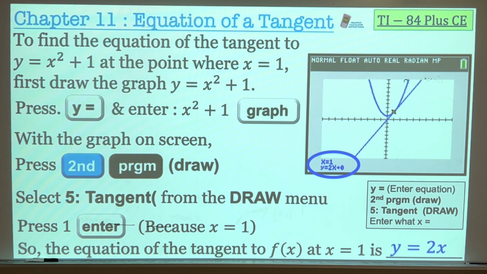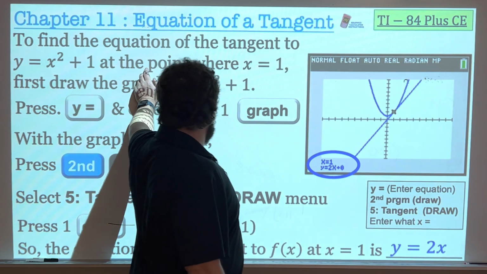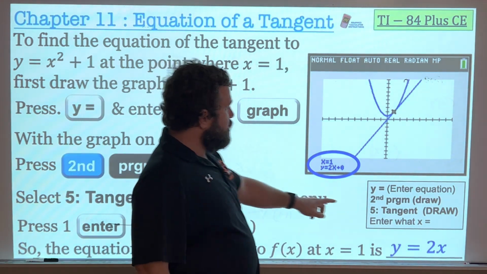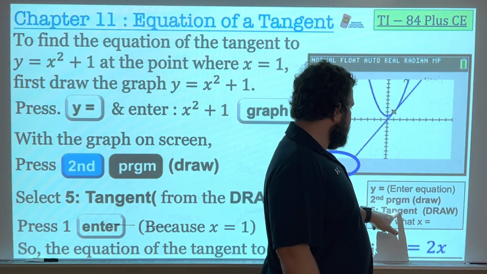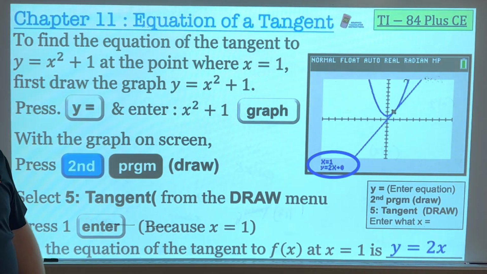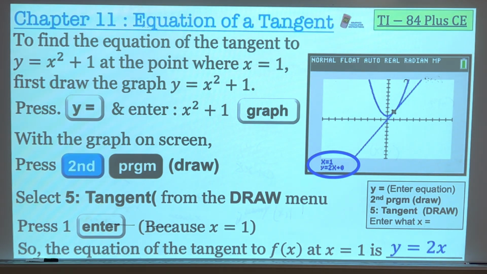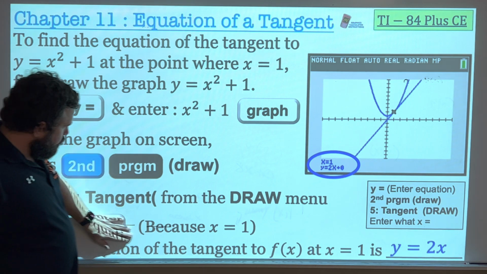So the steps you're going to take are: press y, you enter the equation, whatever the equation is, second program, go down to 5, draw, and then enter whatever the x value is. And that's how you find it. And it doesn't matter what your y value is, because it can compute that automatically. So that's how to use your calculator.